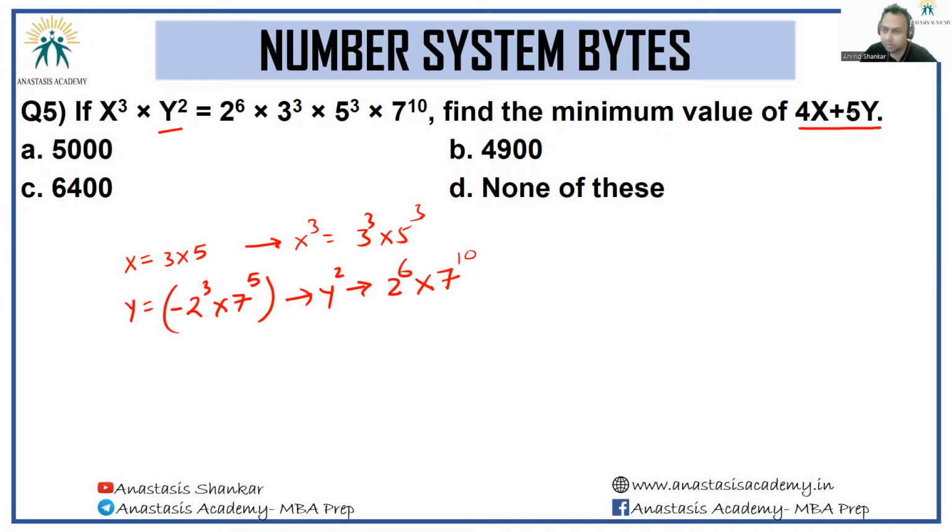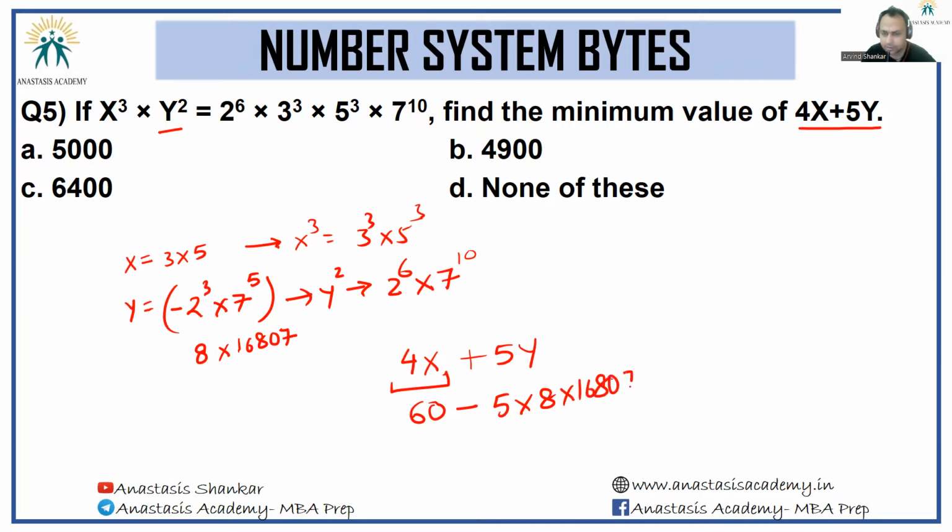So the minimum value of 4x plus 5y. 4x plus 5y, this number will be positive. 4 into x will give me 60, but 5y will be a negative number and a massively negative number. This is 8. This is 16807. This will be a 5 into 8 into 16807. Can you see the net result will necessarily be negative? So of course, the first 3 options are incorrect. The answer to the question has to be option D, none of these.